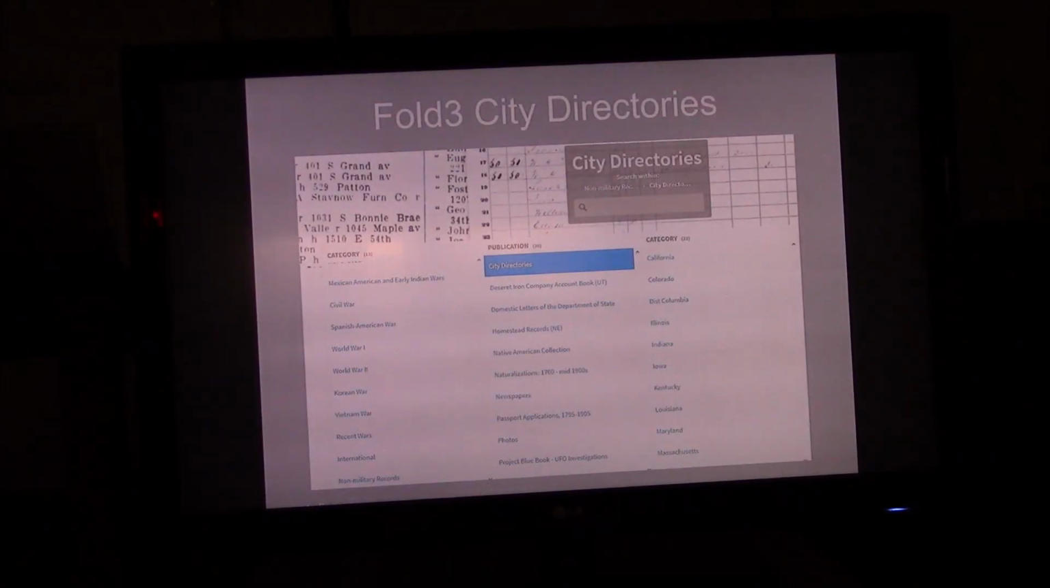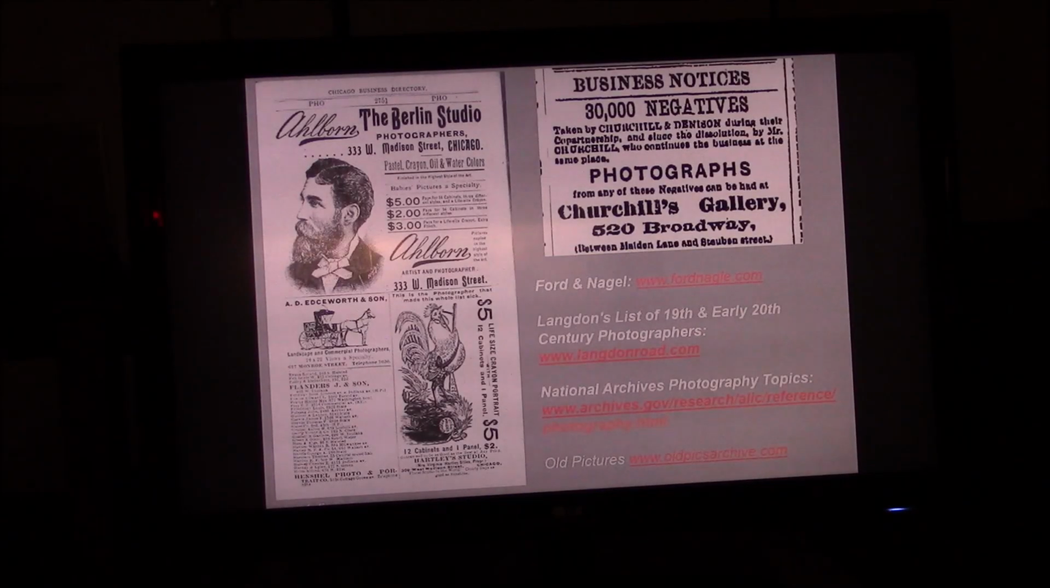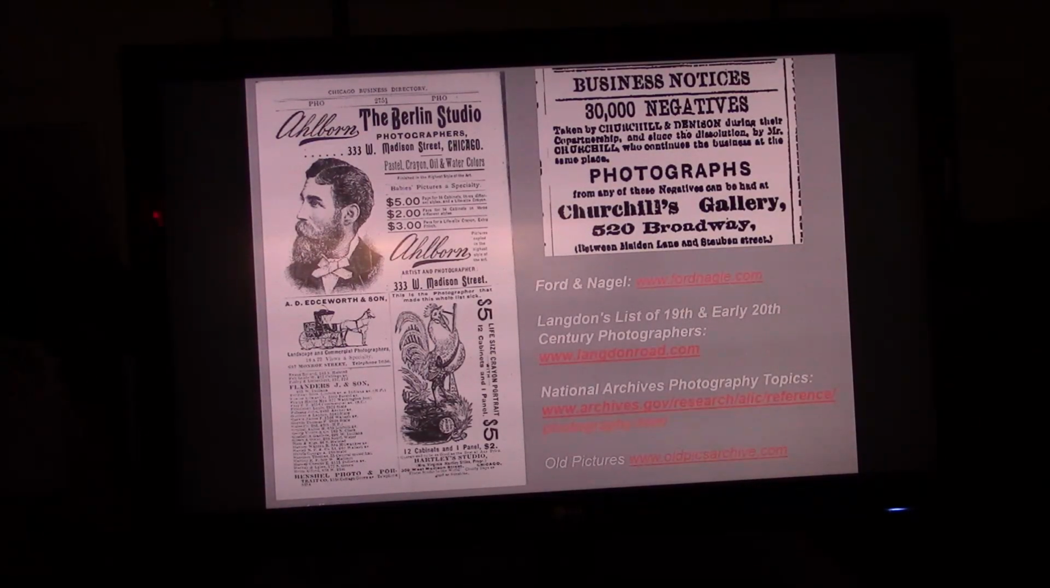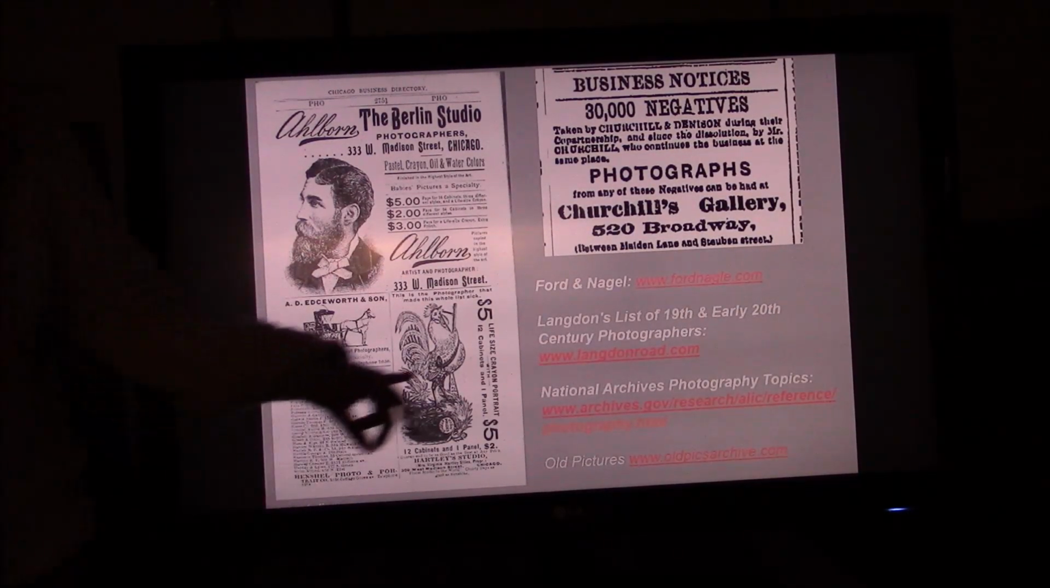Fold3 is a great place to find information about studios and photographers as well. They're mostly just mid to large size cities. You're not going to find small towns. You're not going to find Buffalo. You're going to find New York City. But there are a lot of other places in your handout where you can look for city directories to do that searching. They're going to have all kinds of information about the studio, where it is, how much they cost, if they ran an ad.